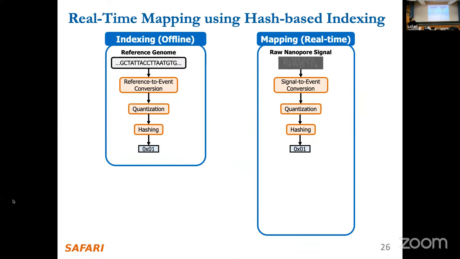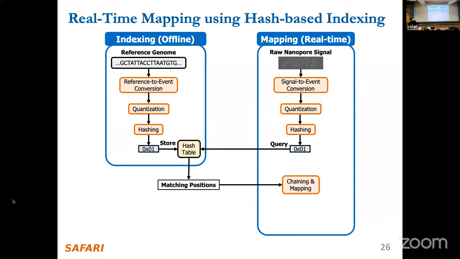So this means that we now have these hash values from both the reference genome and the raw signals. So then we can store the hash values that we generate from the reference genome and query this hash table using the hash values that we generate from signals that are generated in real time. And if there are some matches, these are the matching positions. These are our candidate regions that can be similar, let's say, between the reference genome and the signal.